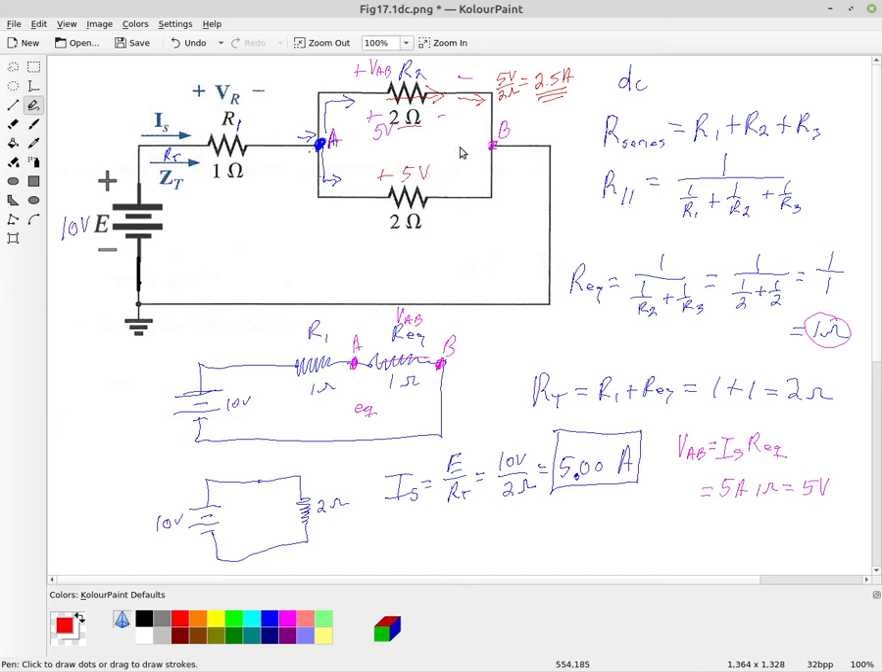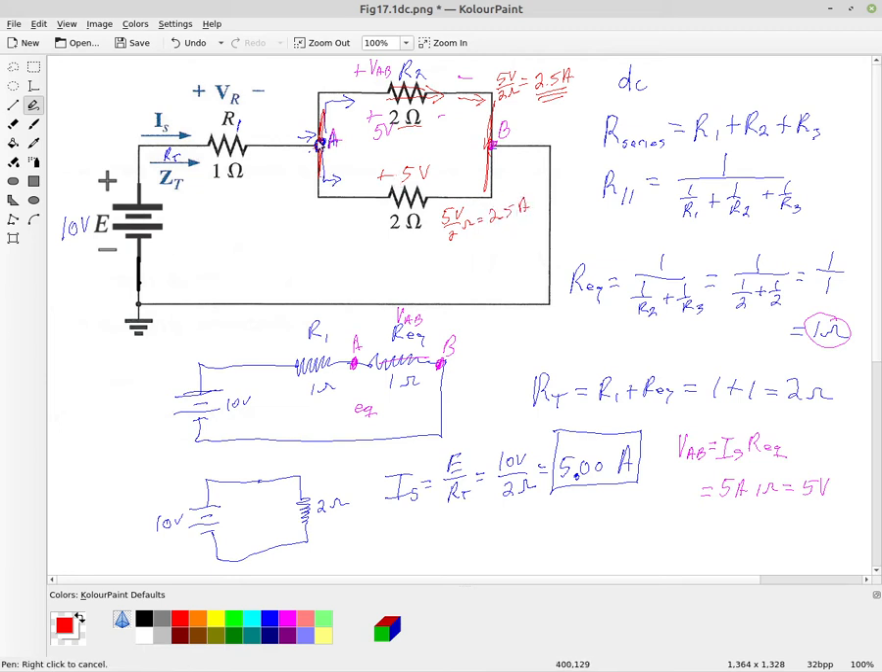We know we have 5 volts because these are in parallel. VAB, the voltage from point A to point B, is the same. And so it's 5 volts across the top resistor. It's also 5 volts being dropped across the second resistor. And so again, using Ohm's law, we get 5 volts divided by 2 ohms, which gives us 2.5 amperes.